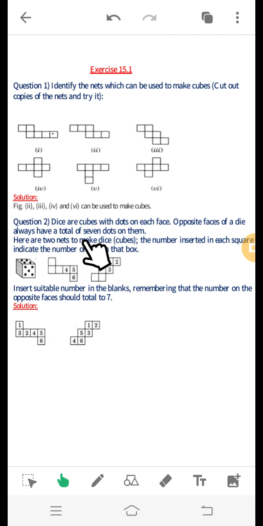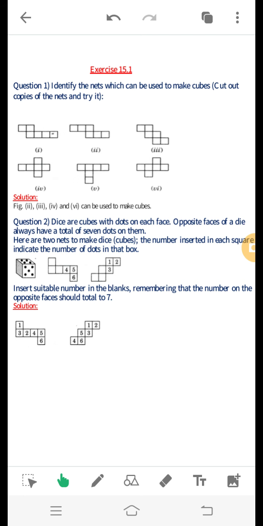Question 2. Dice are cubes with dots on each face. Opposite faces of a die always have a total of 7 dots. Here are 2 nets to make dice. The number inserted in each square indicates the number of dots in that box. Insert suitable numbers in the blanks, remembering that the numbers on the opposite faces total 7. You all are aware of the dice. We are using that for playing games. So here one concept is given, or you can also check it practically if you have a dice. The opposite side total should be 7.